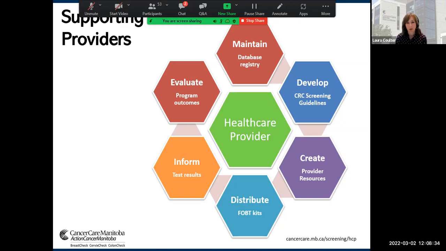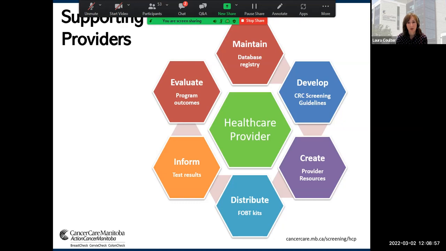Upon request from healthcare providers, the program will distribute test kits to their eligible patients and can provide colorectal cancer screening histories to help appropriately manage their patients. In addition to providing test results to patients, the program will advise healthcare providers of their patients' results and will make referral for follow-up investigation and provide information on final outcomes.